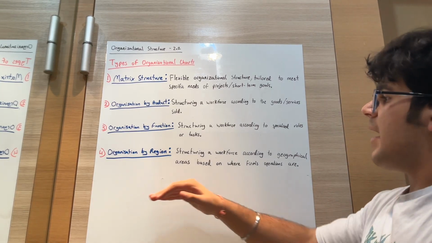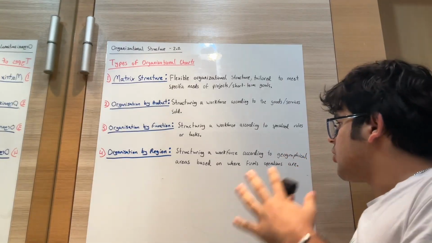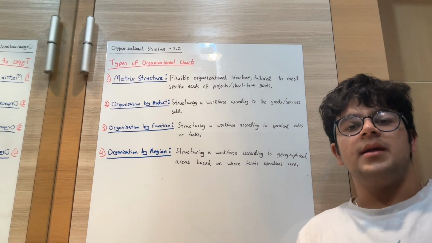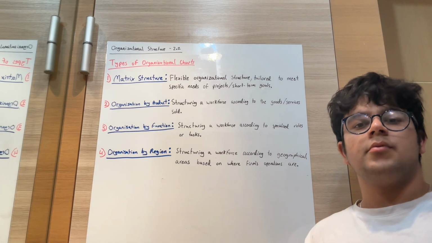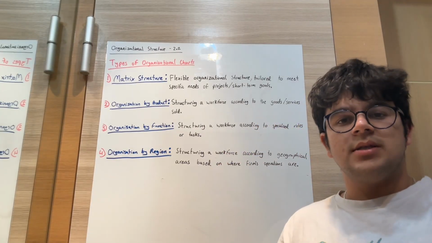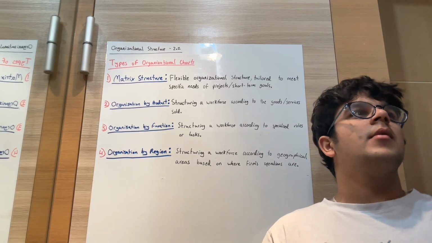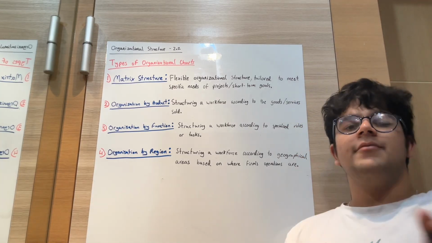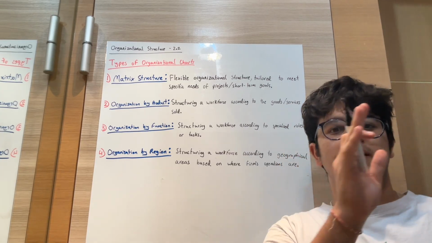And fourth, we have organization by region, okay? Now, this is in the name. It's structuring a workforce according to geographical areas based on where your firm is operating. This obviously will only apply to MNCs, multinational corporations, which links to 1.6. If you're a massive multinational corporation, you can do an organization by region. I would think a great example for this one would be McDonald's, because McDonald's is in almost every country in the world, but it's different from other companies that are in every country.